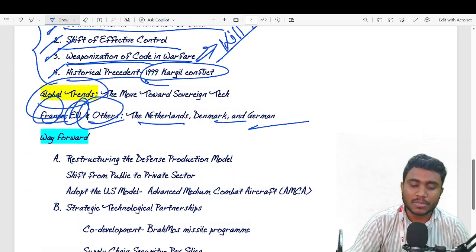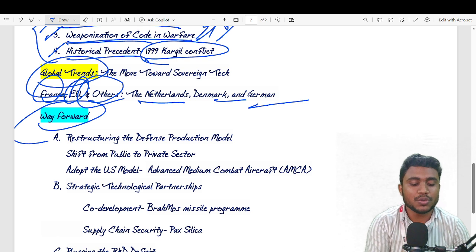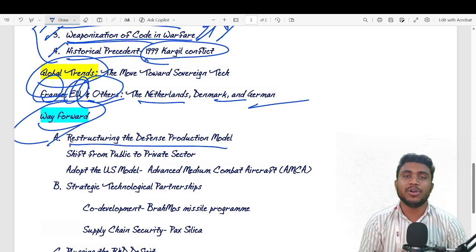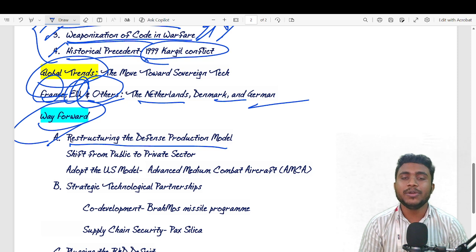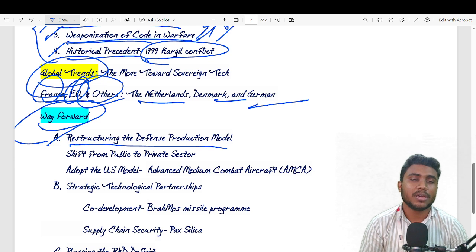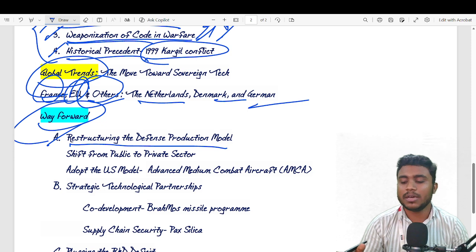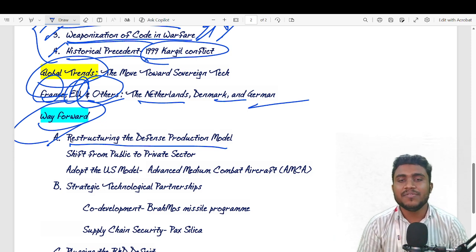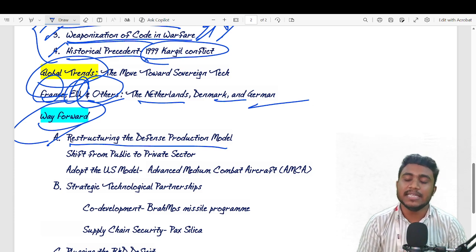Okay. Then way forward, what should we do? Restructuring the defense production model. We should restructure our defense production model. What we did in the past is that we bought the defense equipment from foreign entities, or we produced it from our government entities like DRDO, HAL.